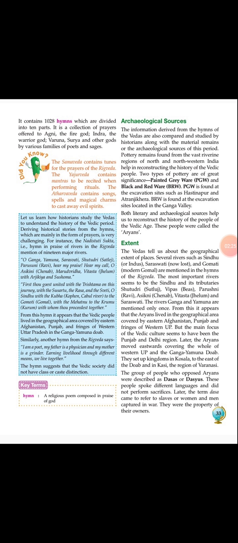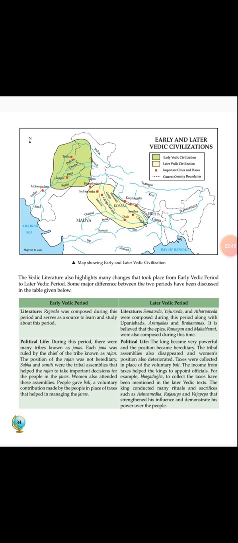We also discussed some rivers and their ancient names: Shutudri, modern name Satluj; Vipas, modern name Beas; Purushni, modern name Ravi; Askini, modern name Chenab; Vitasta, modern name Jhelum; and Saraswati. The main river of the Vedic period is the Sindhu or Indus. All these facts we discussed in the previous video.